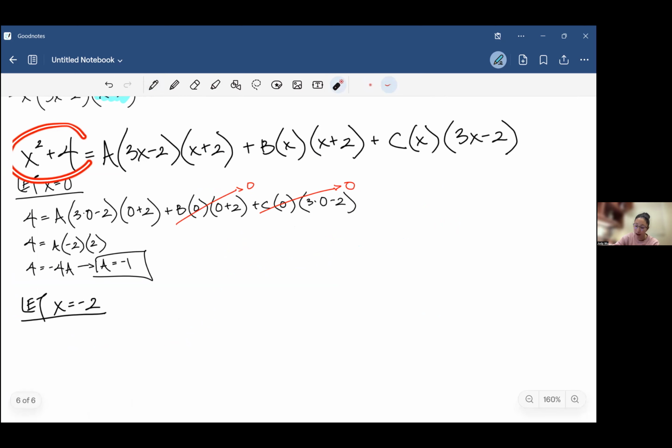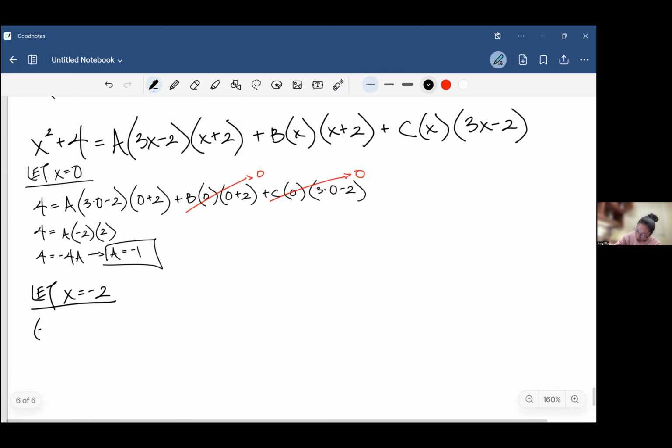And I have to plug it in everywhere, which means I have to plug it in on the left side too. So negative 2 squared plus 4 equals, all right, if I plug in negative 2, my a term is going to go away. And if I plug negative 2 in for x here, the b term is going to go away. So really the only thing I'll have left is the c. So c times negative 2 times 3 times negative 2 minus 2.